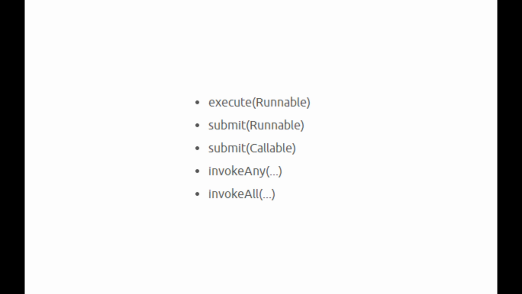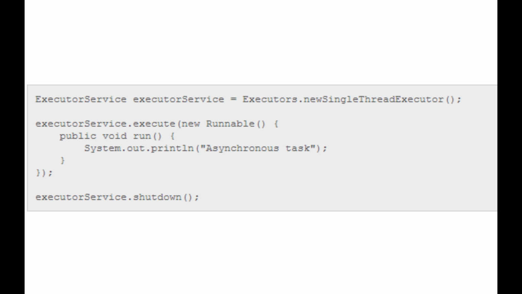The executor service interface contains the following 5 methods for passing it tasks for execution. There's an execute method, 2 submit methods, an invoke any method, and an invoke all method. The execute method takes a runnable implementation as parameter. This is the same runnable interface used when passing runnable instances directly to a thread. The runnable will be queued up for execution inside the executor service and executed when the executor service has capacity to do so.